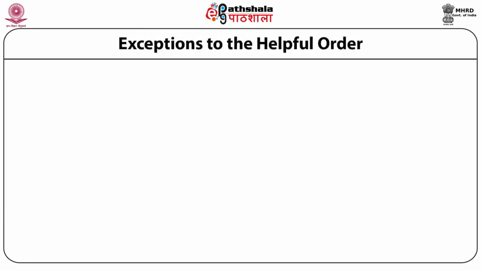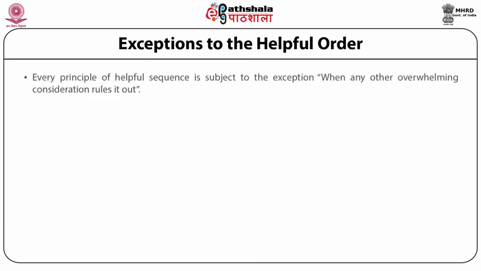Exceptions to the helpful order. It may be noted that classification means order at every level. But since classification has a purpose, it is utilitarian, it is to be used by human beings. So, to make it useful, there may be some variations, even violations of the logical order, and these can be studied under exceptions. Every principle of helpful sequence is subject to the exception when any other overwhelming consideration rules it out, Ranganathan writes.